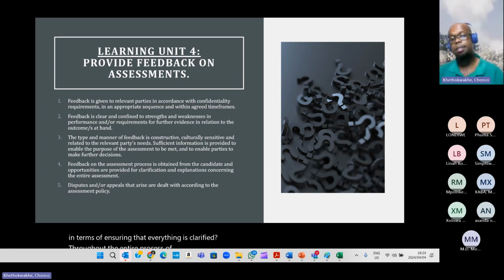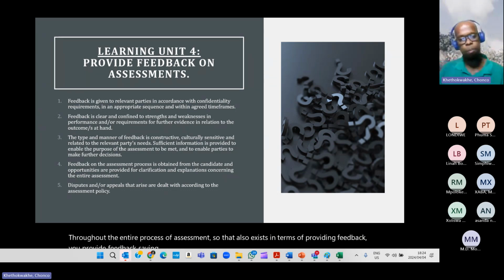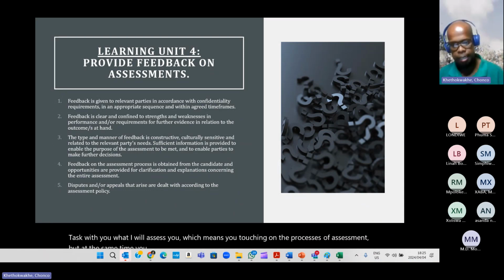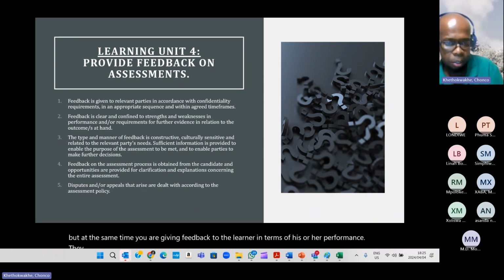So did that happen in terms of ensuring that everything is clarified throughout the entire process of assessment? That also assists in terms of providing feedback. You provide feedback saying that I gave you enough time to prepare and I discussed with you what I will assess, which means you're touching on the processes of assessment, but at the same time you are giving feedback to the learner in terms of his or her performance. And then lastly, disputes and appeals that arise are dealt with according to the assessment policy.